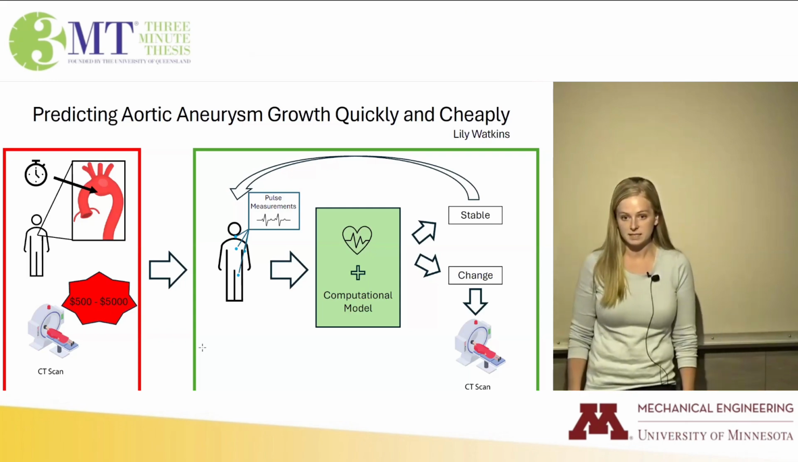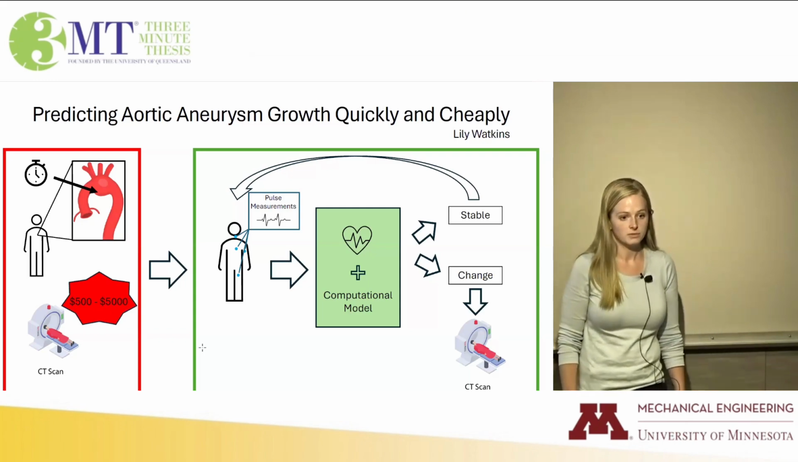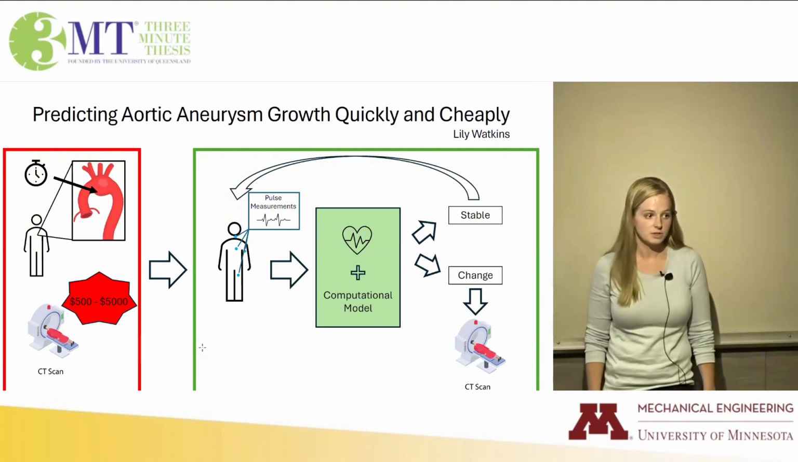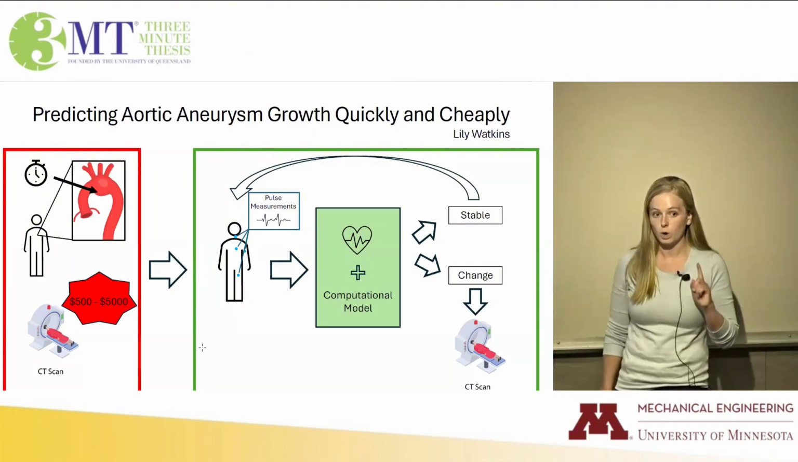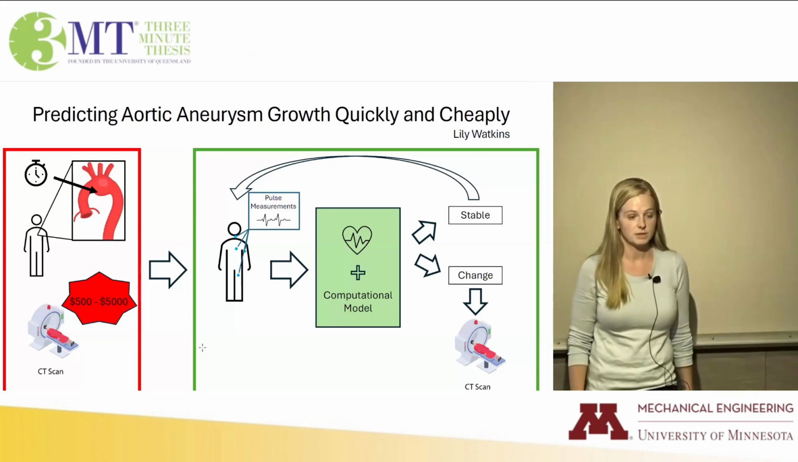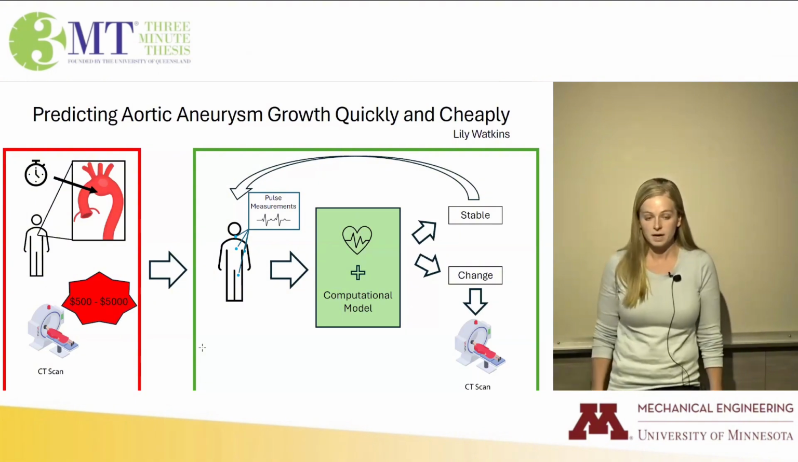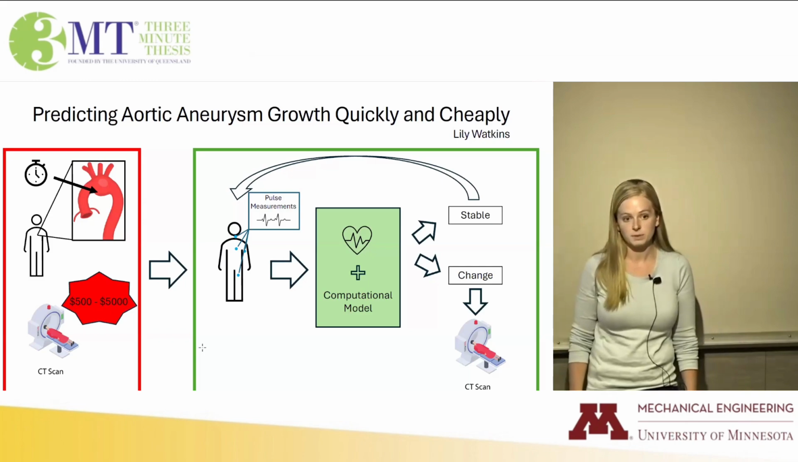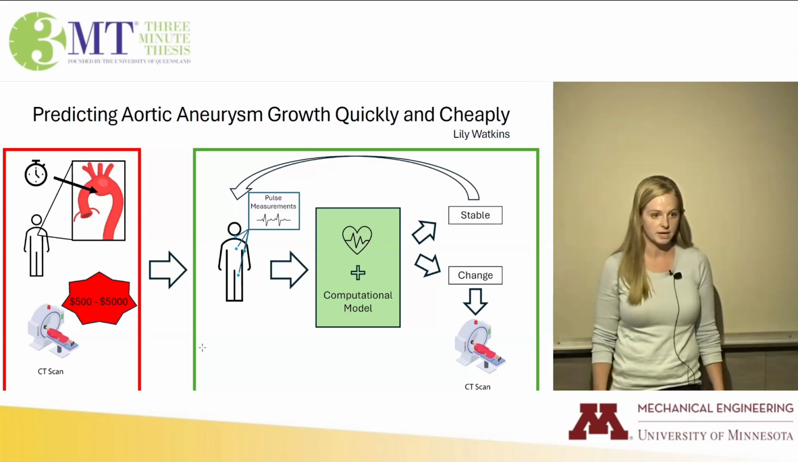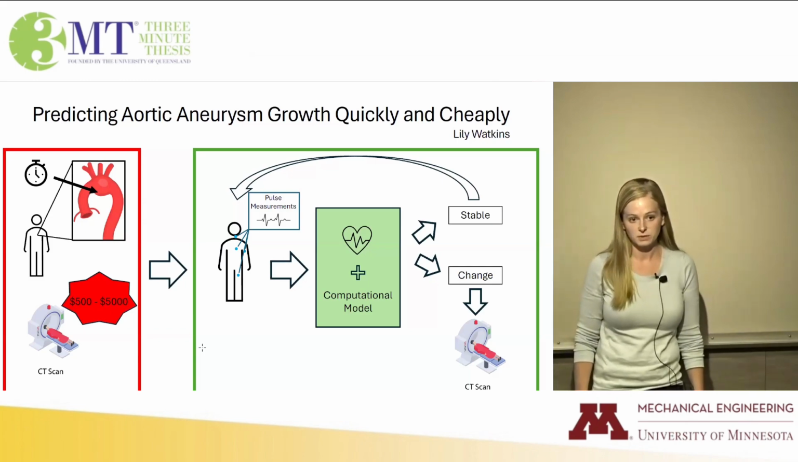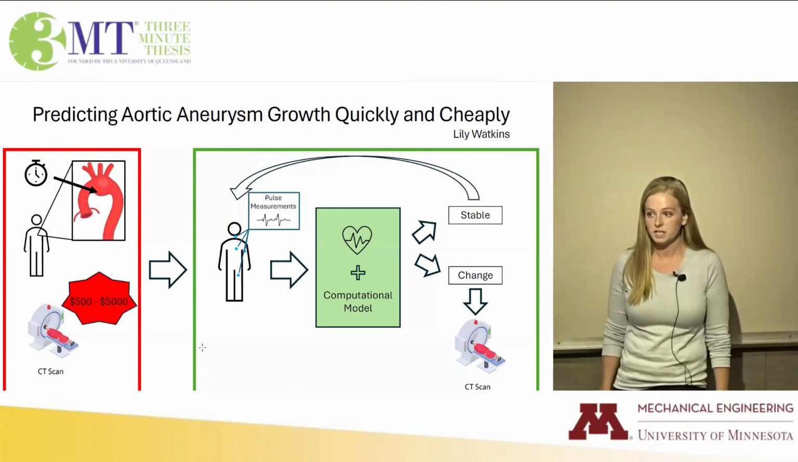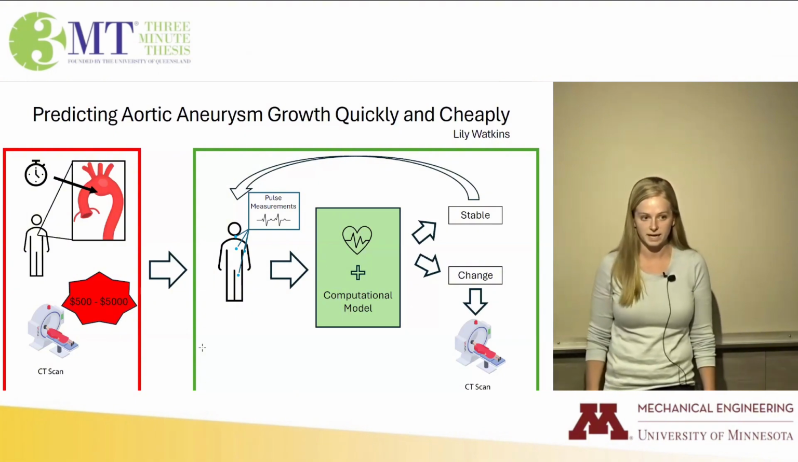So the goal of my thesis is to develop a method for tracking aneurysm growth that reduces the number of CT scans required. My proposed approach is to use one initial CT scan to determine the aorta geometry and aneurysm location, and then to take pulse measurements at various locations on the patient. These pulse measurements and aorta geometry are then fed into a computational model that establishes a baseline model for the patient. Then, in subsequent clinic visits, the patient has these pulse measurements taken again and fed back into the model.